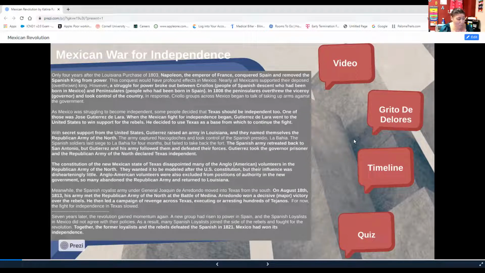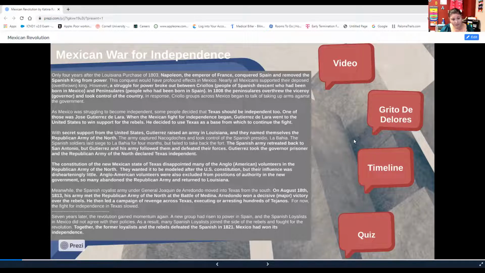So let's continue. Meanwhile, the Spanish Loyalist Army under General Joaquin de Arredondo moved into Texas from the south. On August 18, 1813, his army met the Republican Army of the North at the Battle of Medina. Arredondo won a decisive major victory over the rebels. He then led a campaign of revenge across Texas, executing or arresting hundreds of Tejanos. For now, the fight for independence in Texas slowed.